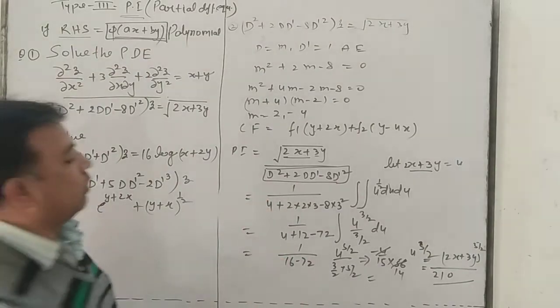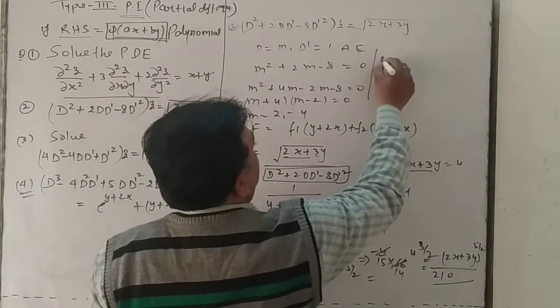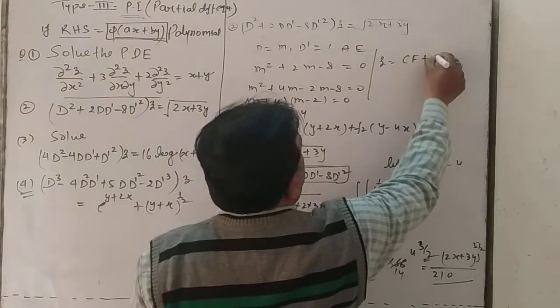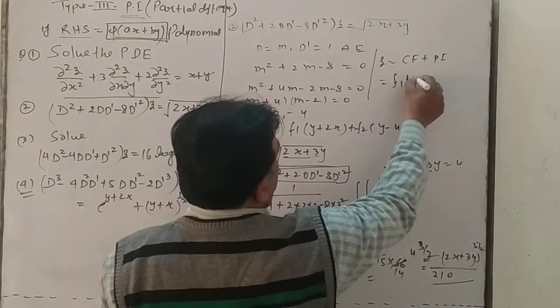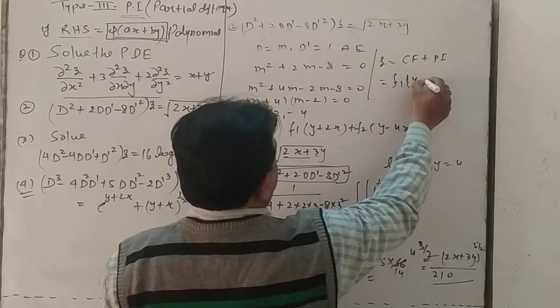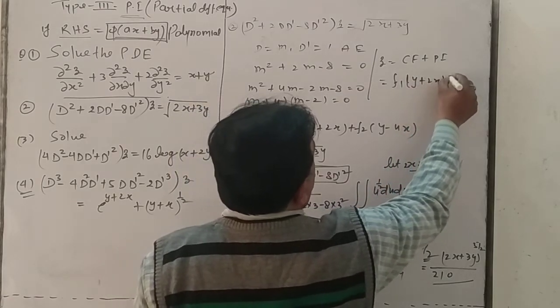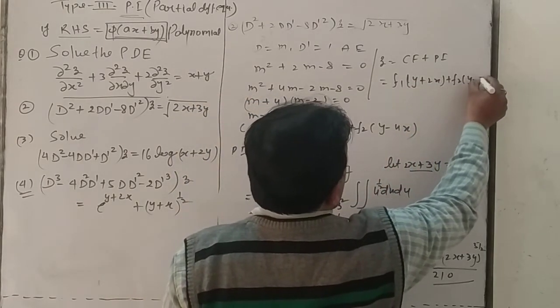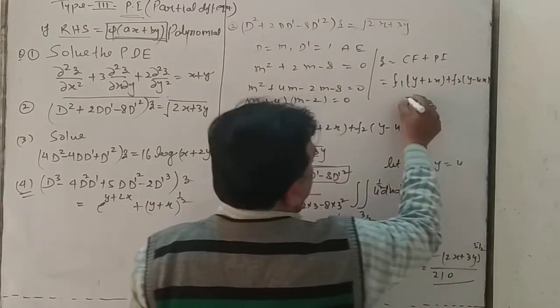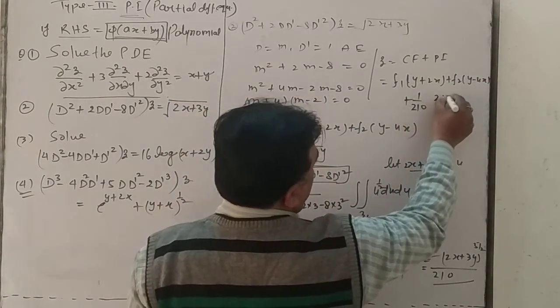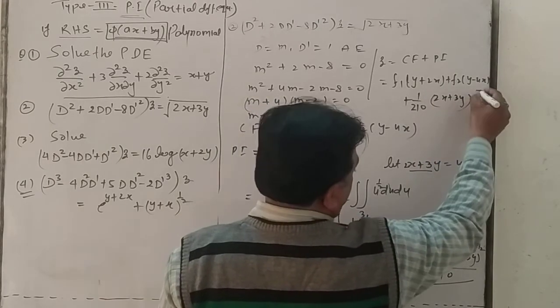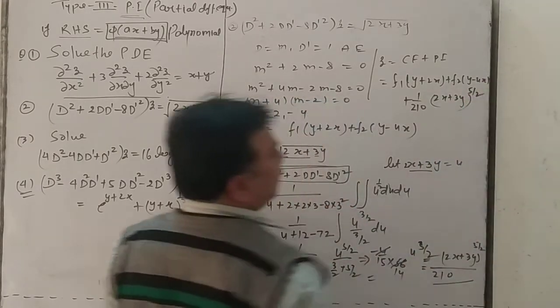You write this here. Then Z equal to CF plus PI. CF is F1 of y plus 2x plus F2 of y minus 4x, plus 1 upon 210 into (2x plus 3y) to the power of 5 by 2.